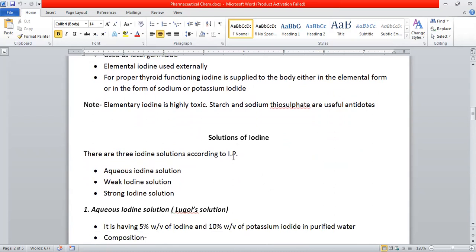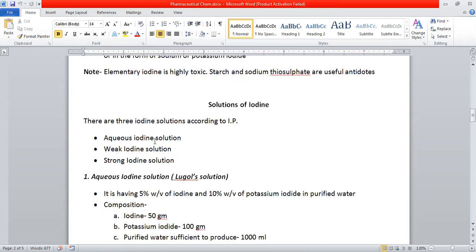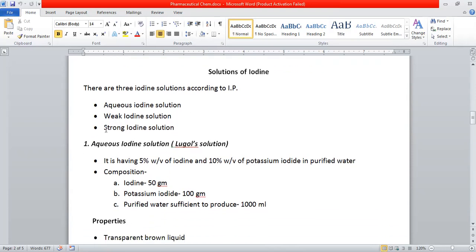According to IP, that is Indian Pharmacopoeia, there are three solutions of iodine: aqueous iodine solution, weak iodine solution, and the third one is strong iodine solution. We will discuss these three solutions one by one separately. First we will talk about the aqueous iodine solution, which is also known as Lugol's solution.